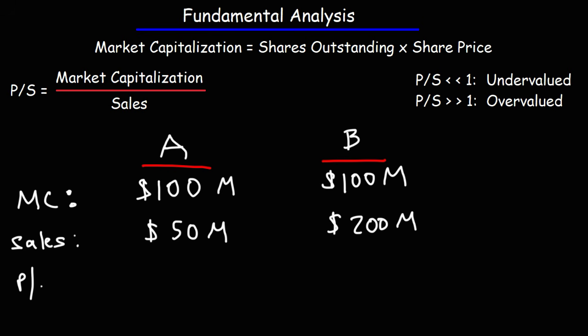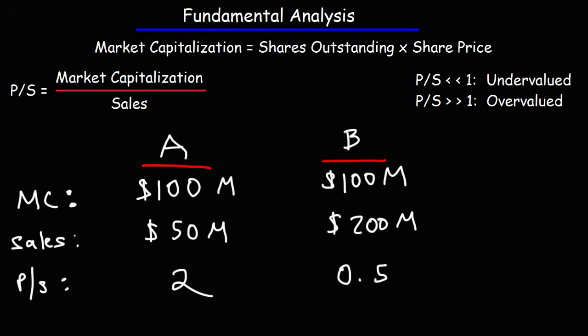So, what will the price to sales ratio be for each of these two companies? Using the equation that we have here, the price to sales ratio will be the market cap divided by the sales. 100 divided by 50 is 2. 100 divided by 200 is 0.5 or half. So notice the difference between the price to sales ratio of company A and company B. Both companies have the same market cap, but which one would you say has a higher value?